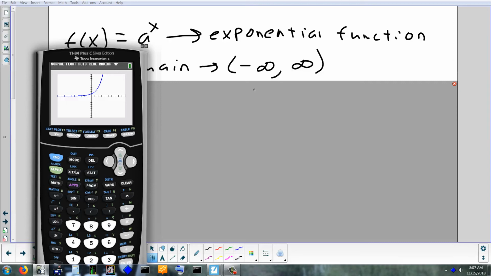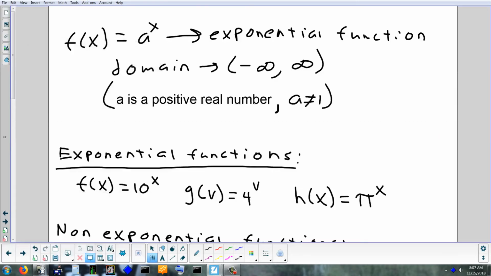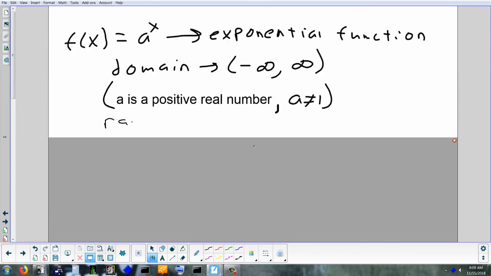No, it's almost like it comes down and it levels off. And in this case, it's leveling off at 0. So I didn't actually, let me write that in. So the range is from 0 to infinity. It never reaches 0. It just comes down and it gets very, very, very close.